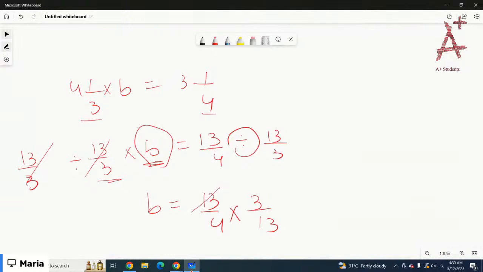Got it? 13 and 13 cancel out. That means the b term equals 3 over 4. Got it? If you have any question, you can ask. It would be 3 over 4. Let's just start with the test questions.